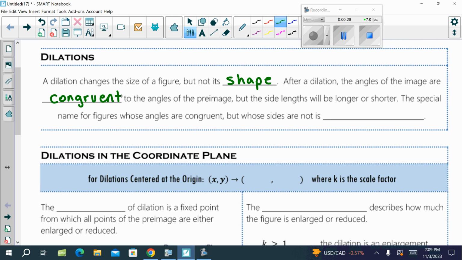The special name for figures whose angles are congruent but whose sides are not would be what? What do we call those two figures if they have the same shape but not the same size? Similar.